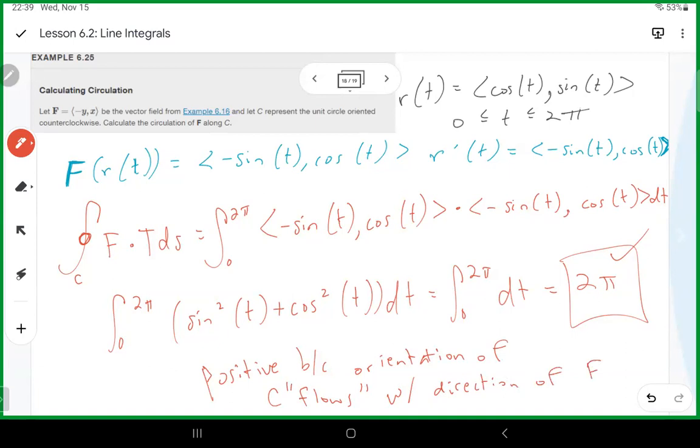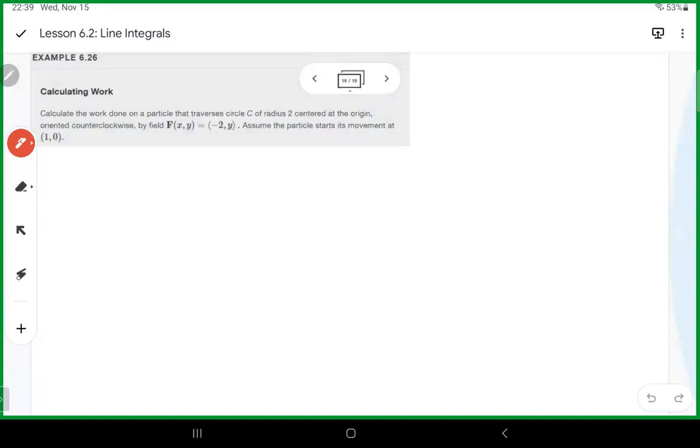Okay. All right. Last one, calculating work. Calculate the work done on the particle that traverses circle C of radius 2 centered at the origin, oriented by the field. Assume the particle starts its movement at 1, 0. So the work done by F on the particle is the circulation of F along C. So again, we use the following, because I hate that word.